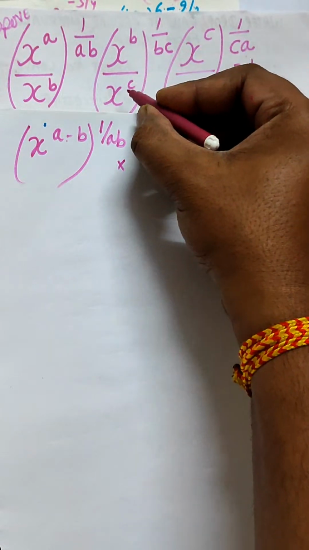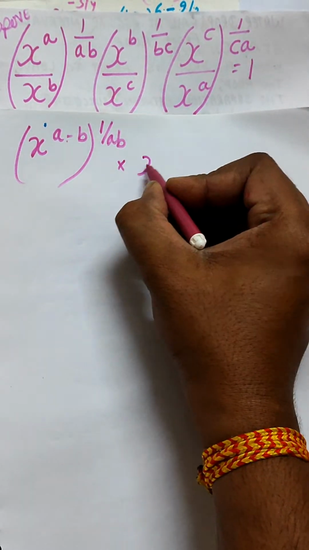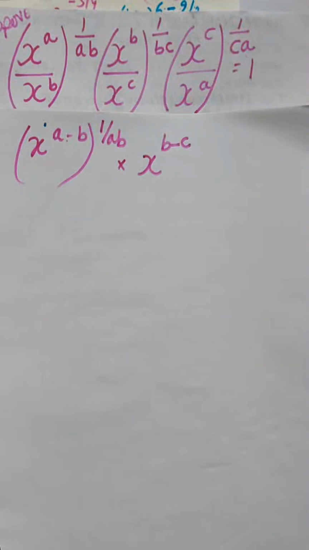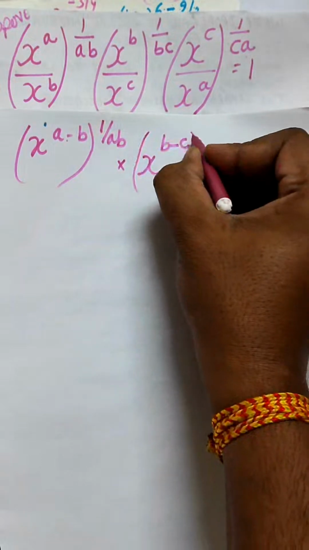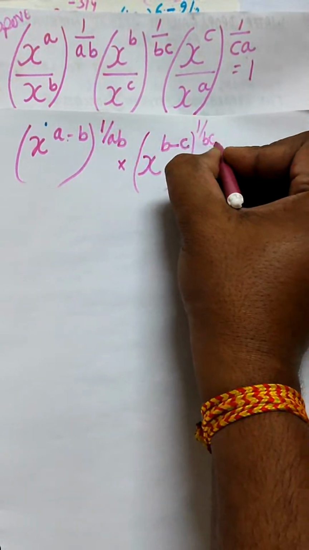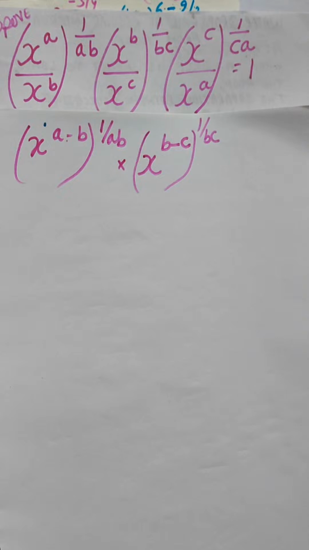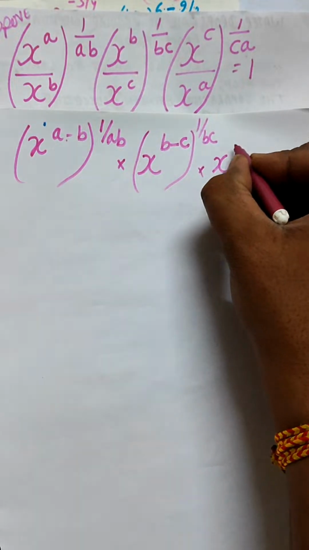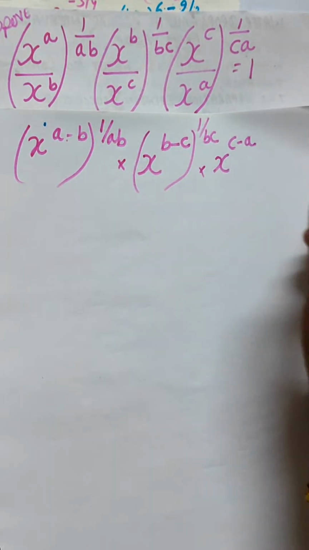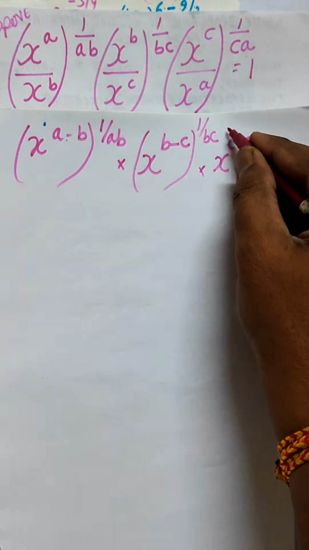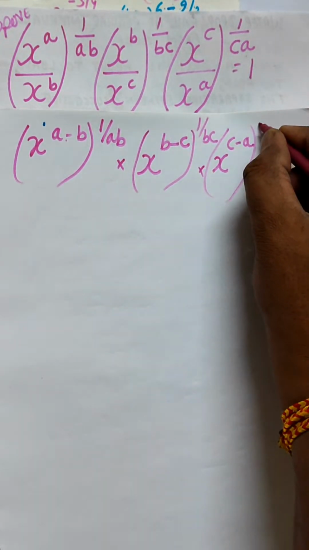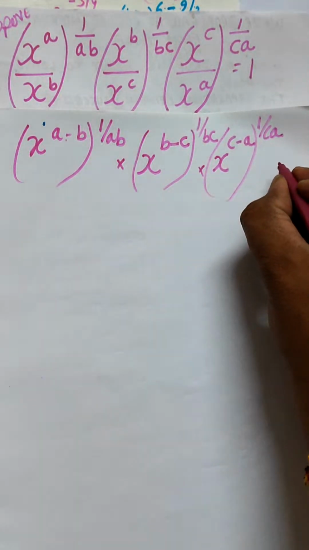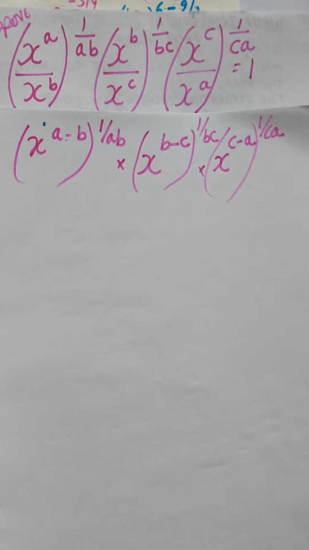Similarly, x power b by x power c can be written as x power b minus c, isn't it? And on the top, it's 1 by bc, which is also in the exponent. And the last term, x power c by x power a, can be written as x power c minus a, isn't it? And on the top, it's 1 by ca, right?